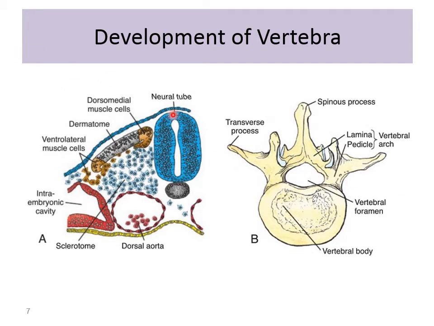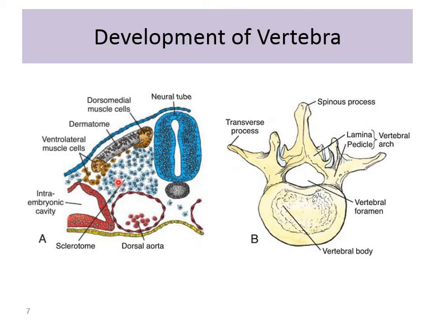Let's now talk about the development of the vertebra. The vertebrae form from the skeleton part of the somite, and the typical vertebra has a vertebral arch, vertebral foramen, vertebral body, transverse processes, and spinous process.